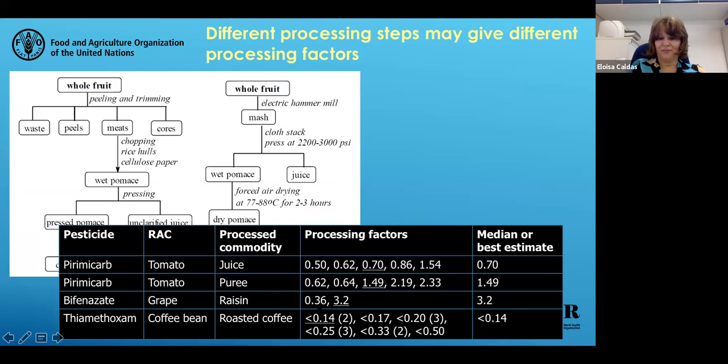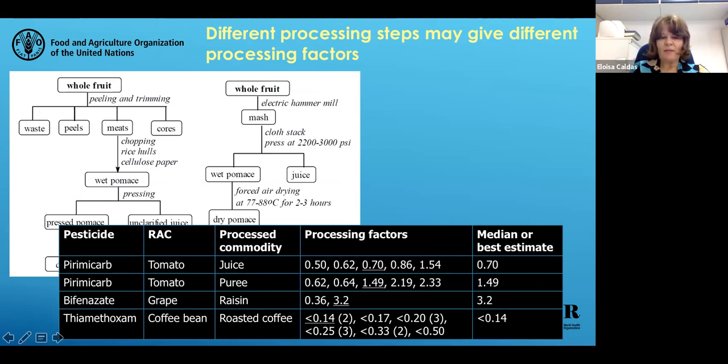And look here. Here it's very weird because you just have two studies, 0.36 and 3.2. So the meeting decides, and that's what I mean. The meeting is a group of people, and each decision is only taken if everybody agrees. In this case, because we have very few trials here, the group decided not to consider this 0.36, because the residues in raisins are not expected to decrease that much. So only the highest value was taken.